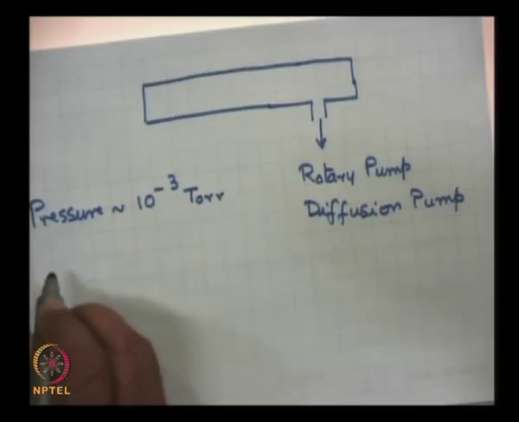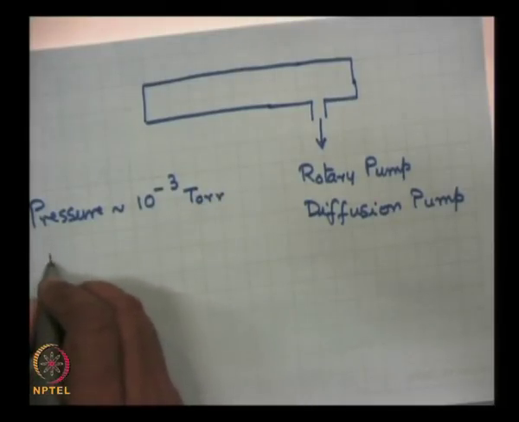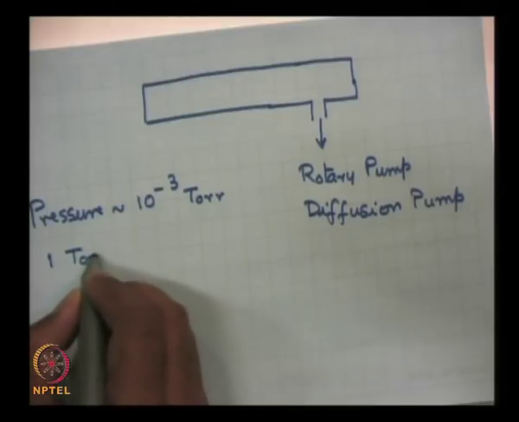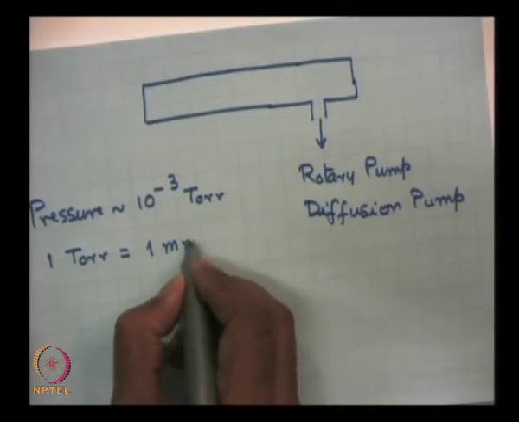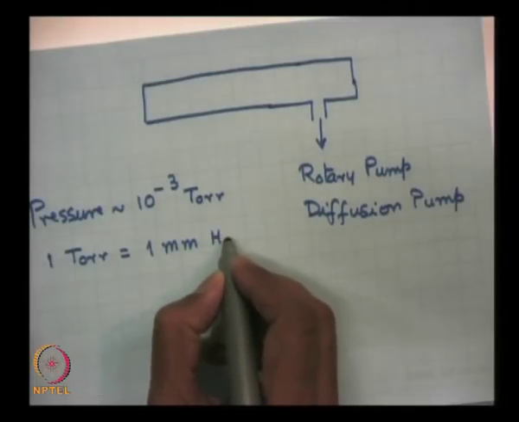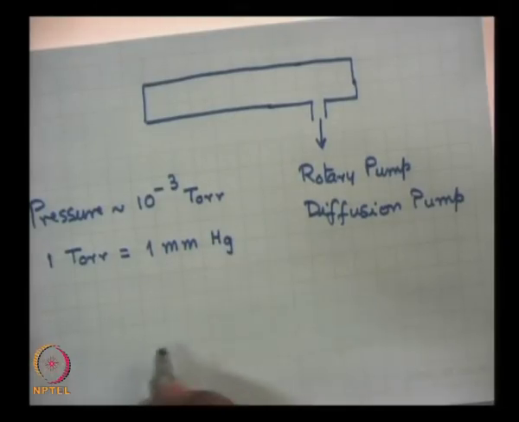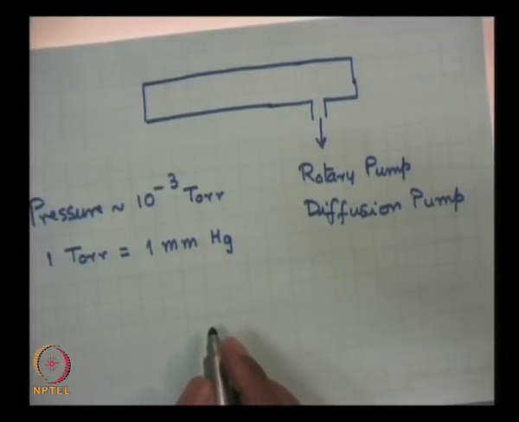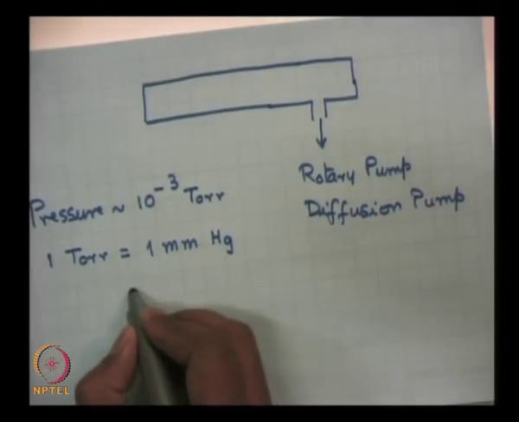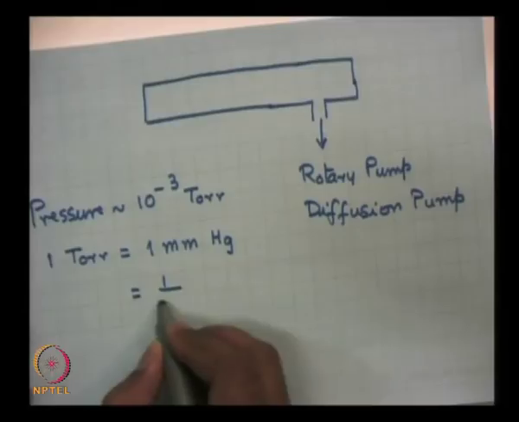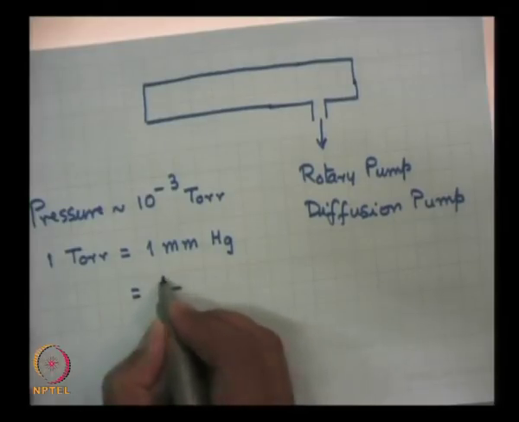Torr is a typical unit. 1 torr is equal to 1 millimeter of mercury. Which means, if I put this in terms of atmospheric pressure, this is equal to 1 upon 760 atmospheric pressure.